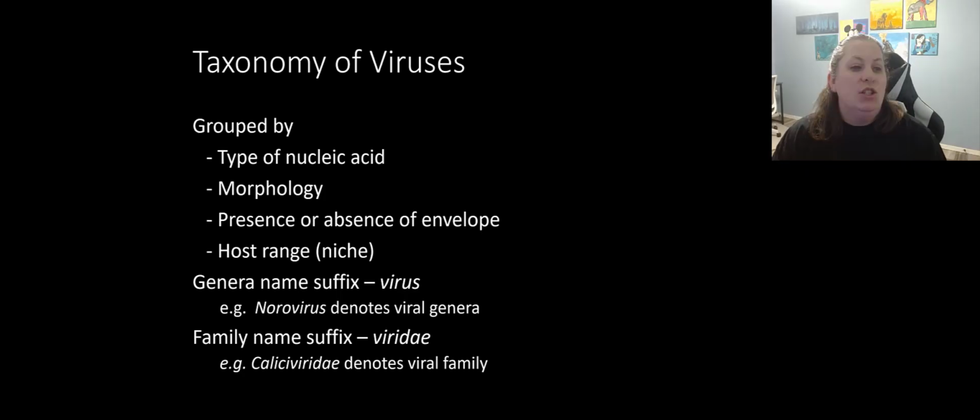That's like their niche. So the genera name suffix for a virus is going to be virus. Okay, so when we look at this, we'll have something in front of it and then virus will be at the end that lets you know that it is a virus. So an example here is norovirus, which denotes the viral genera. The family name suffix could be Viridae. When we look at their family name, Viridae, that's what denotes a viral family. All right, and so that would be multiple types of viruses underneath that one group.